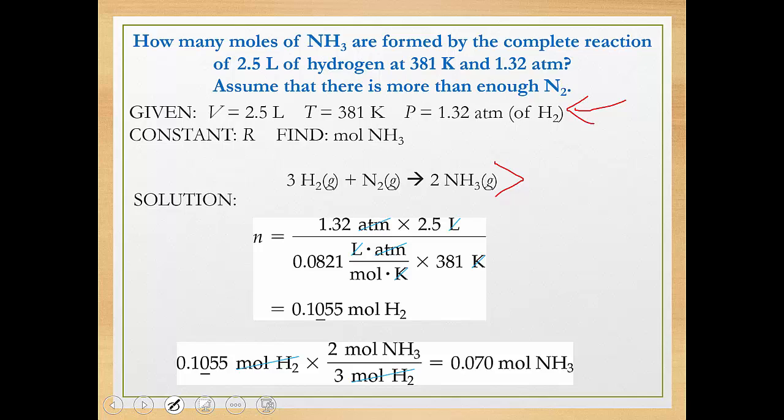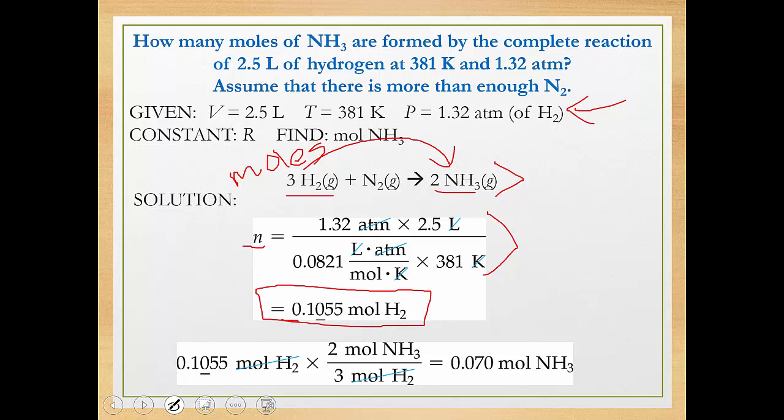Okay, but we need to know moles of ammonia. So that's telling me the only way I can relate all this information about hydrogen to the ammonia that I want to know is to put it in terms of moles. So I have to find the number of moles of hydrogen. If I solve for number of moles according to the ideal gas law, it's going to be the pressure times the volume divided by the constant R, and then that number multiplied by the temperature in kelvins. That's what has been done right here. Number of moles is given right here, 0.1055 moles of hydrogen gas.